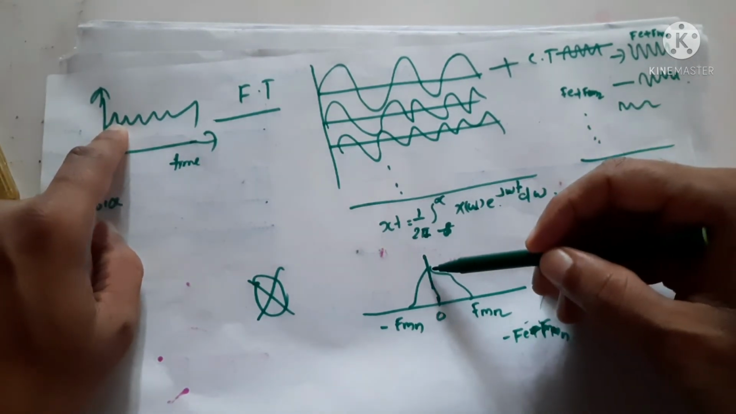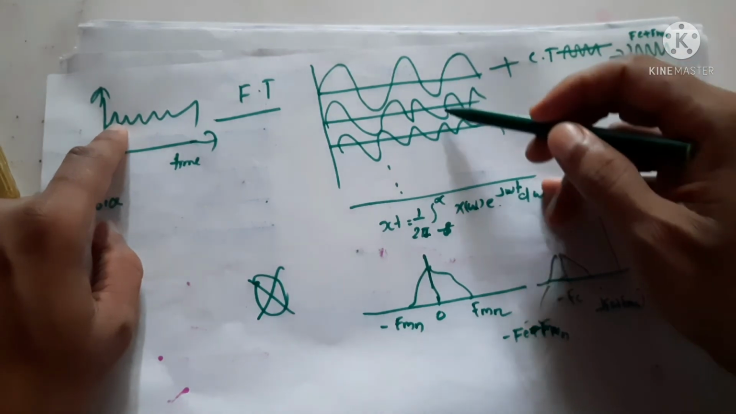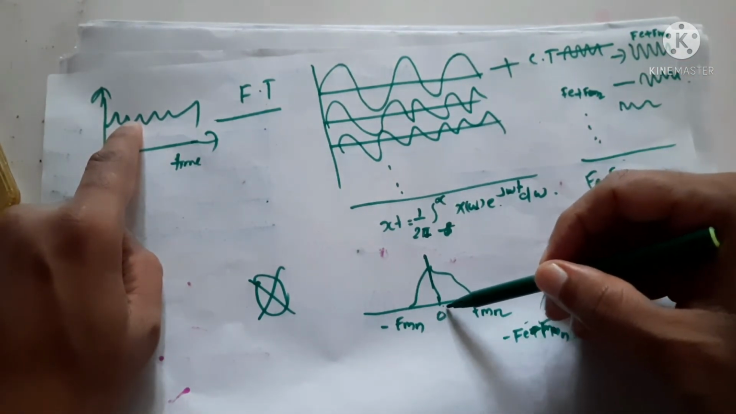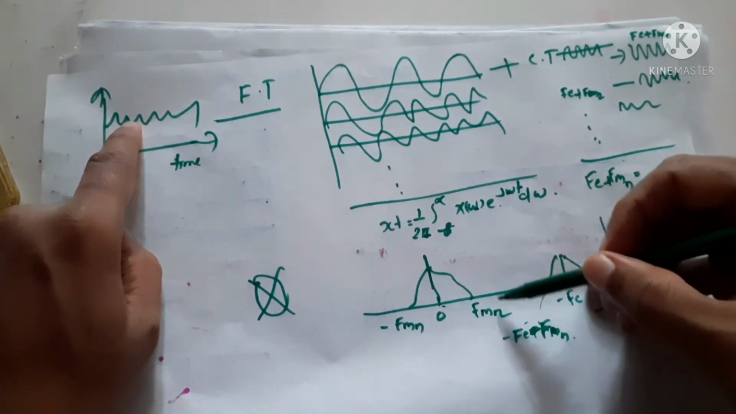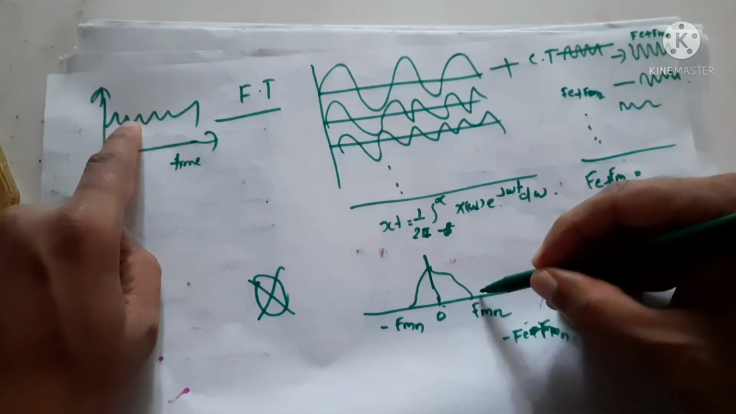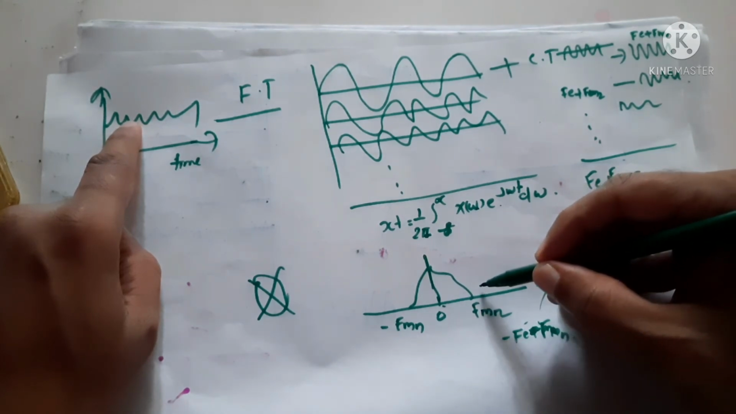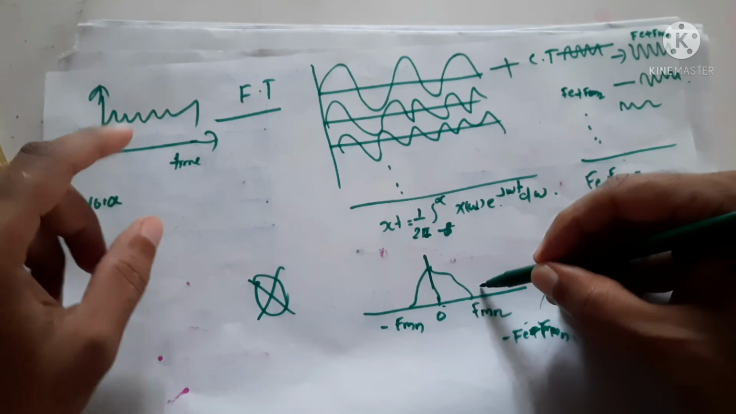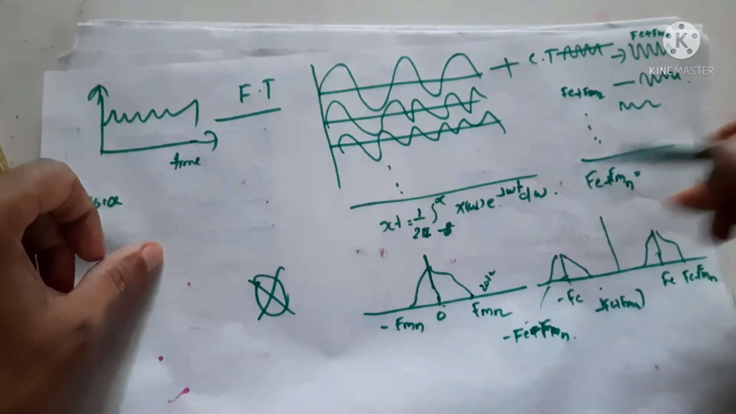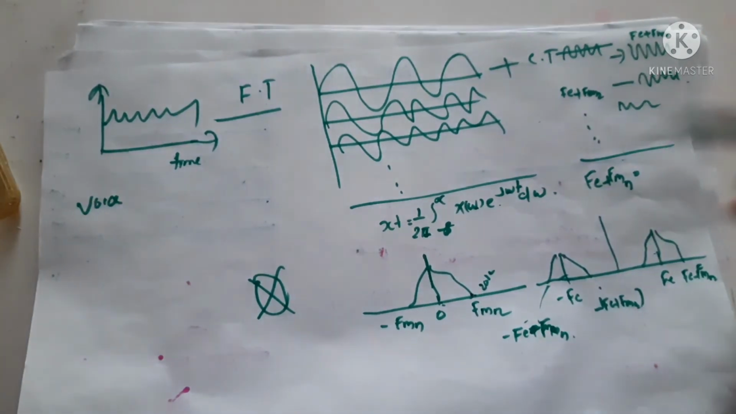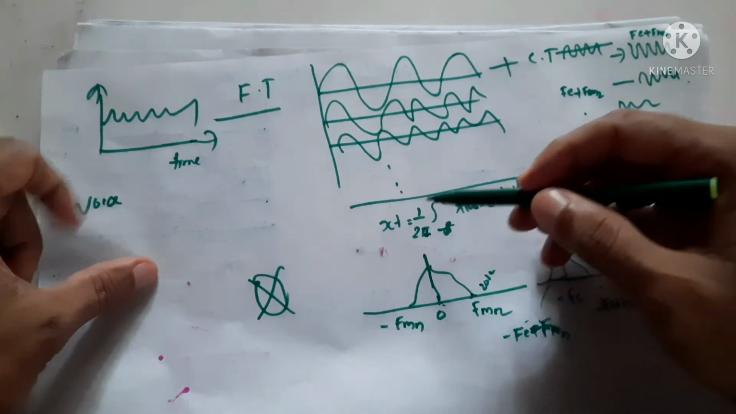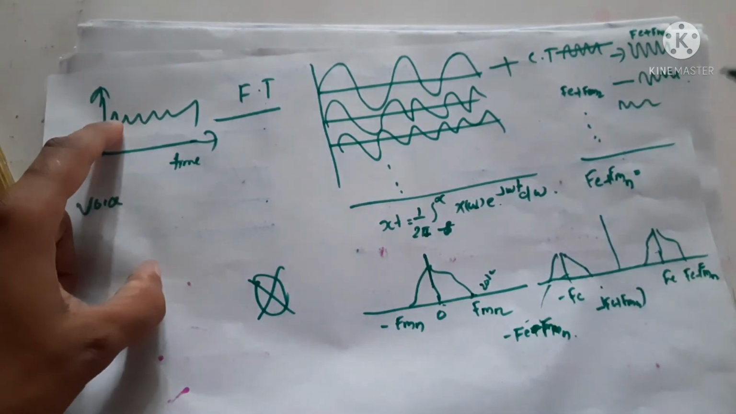The frequencies contained in this run from zero frequency to the maximum frequency. These are called baseband frequencies. If we say the human voice is around 20 kilohertz, the maximum frequency will be at 20 kilohertz, from 0 to 20 kilohertz. If we add all these voices together, we will get this signal.